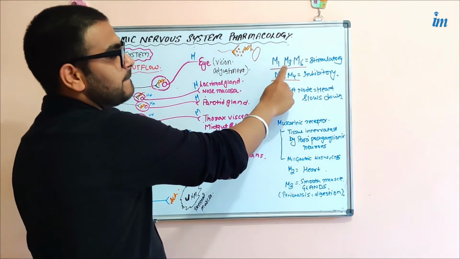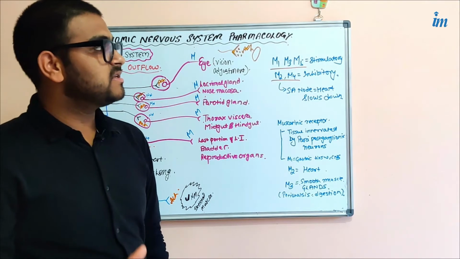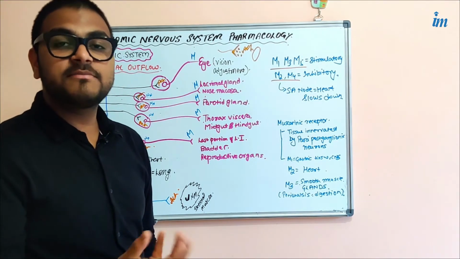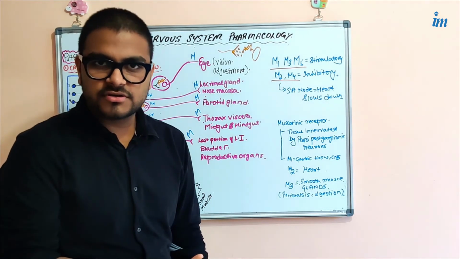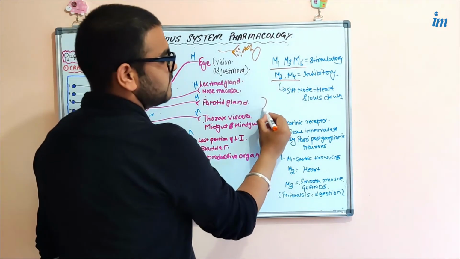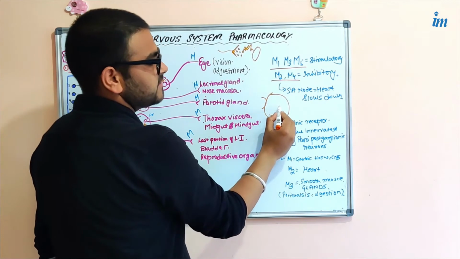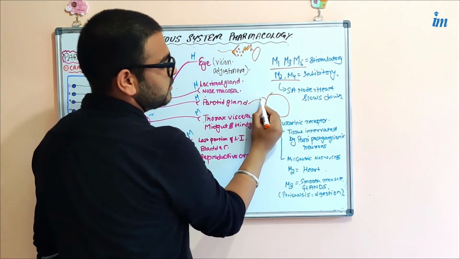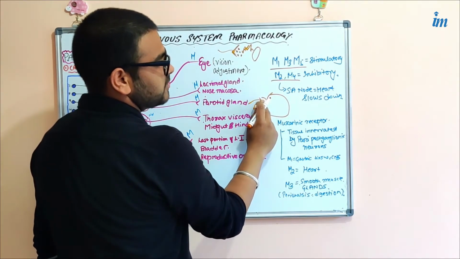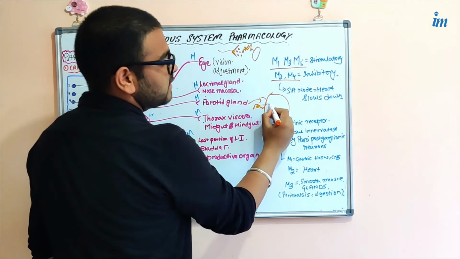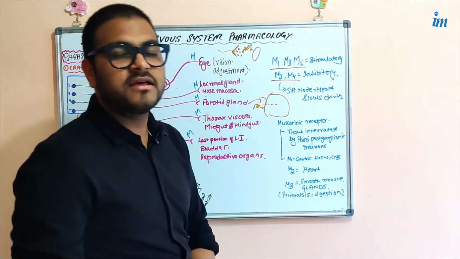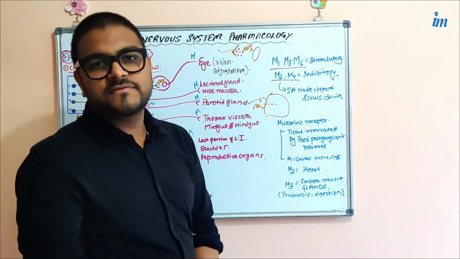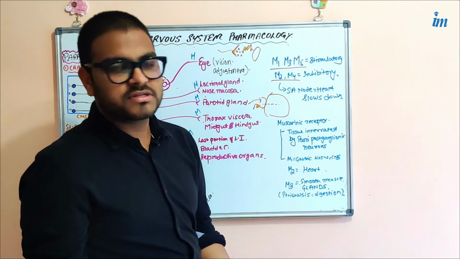M1, M3, M5, these three are the stimulatory type of muscarinic receptor. What do we mean by stimulatory muscarinic receptor? For example, this is the cell, and acetylcholine will be released on the stimulatory muscarinic receptor, and it will cause stimulatory signals to go inside the cell and lead to the phosphorylation of some enzymes or proteins inside the cell.